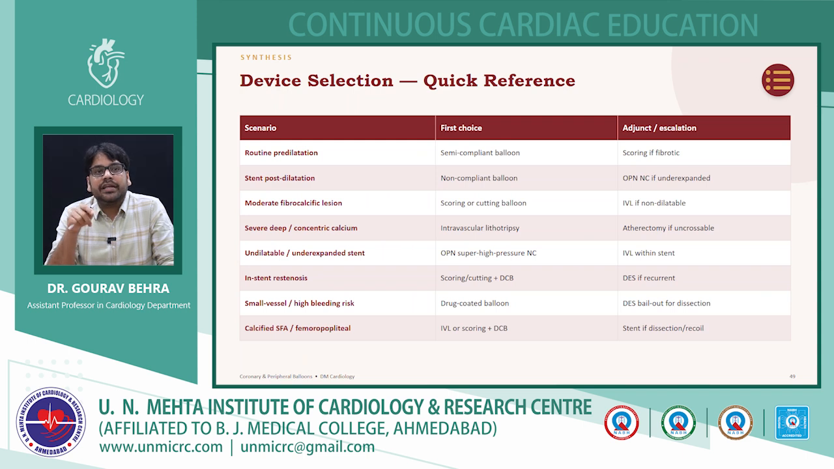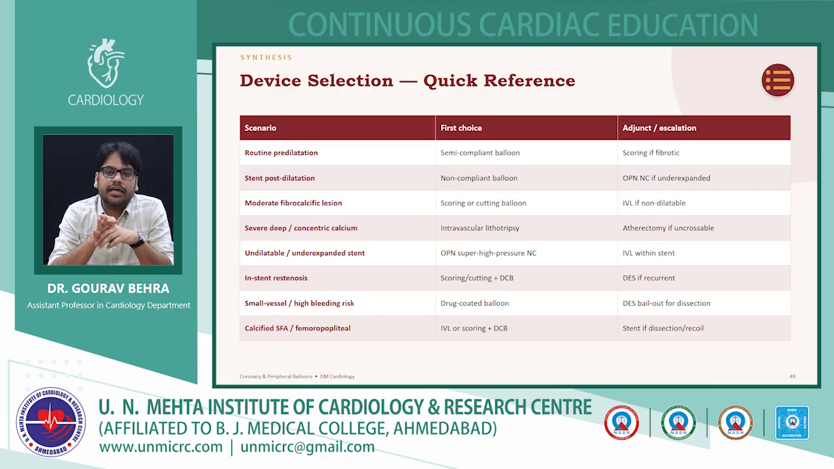So this is the summary. For routine pre-dilatation, semi-compliant balloon; stent post-dilatation, non-compliant balloon; OPN if under-expansion; moderate fibrotic lesions, you can use scoring or cutting balloon. If there is severe deep or concentric calcium, you can use IVL. I am discussing the balloon only. If there is an undilated or under-expanded stent, you can use OPN, high pressure balloons.